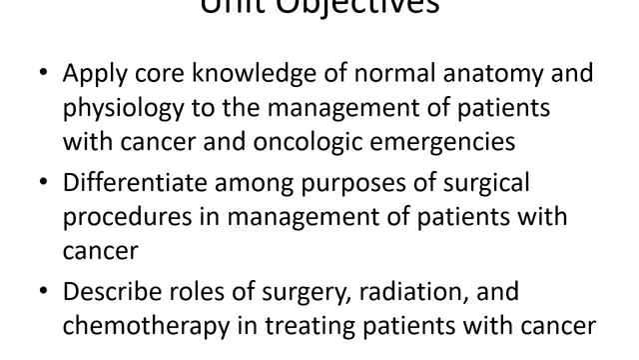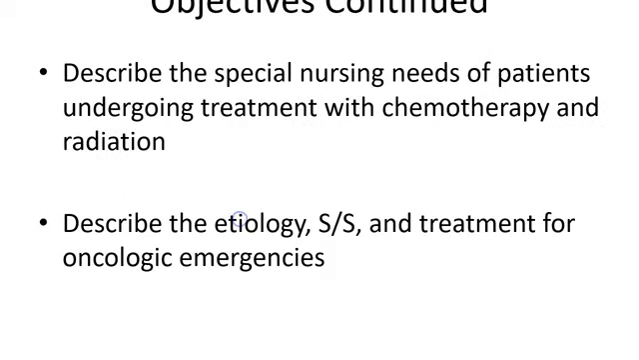Our unit objectives are to apply the core knowledge of normal anatomy and physiology to the management of patients with cancer and oncologic emergencies, to differentiate among the purposes of surgical procedures in management of patients with cancer, describe the roles of surgery, radiation, and chemo in treating patients with cancer, describe the special nursing needs of patients undergoing treatment with chemo and radiation, and describe the etiology, signs and symptoms, and treatment for oncologic emergencies.